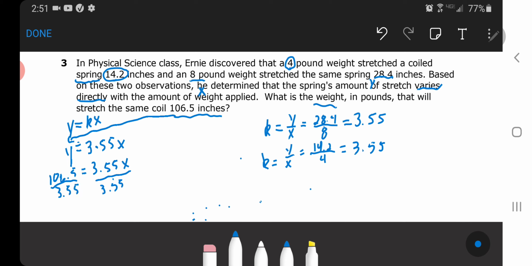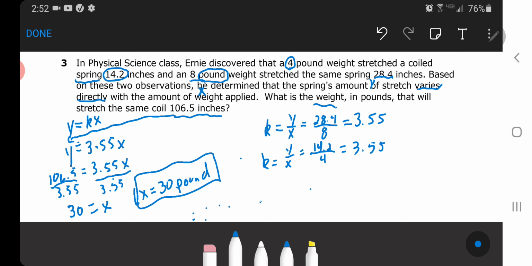Once again, you can use your calculator if you need to. Taking that 106.5 and dividing it by 3.55, we will find that that is 30. So 30 equals x, or x equals 30. Doesn't matter how you write it. So x equals 30, or 30 pounds in this case, because we're using pounds. So when the coil stretches 106.5 inches, we're using a 30-pound weight.